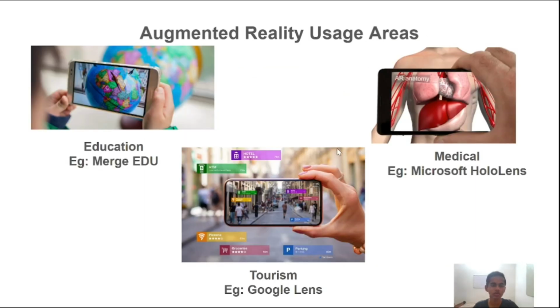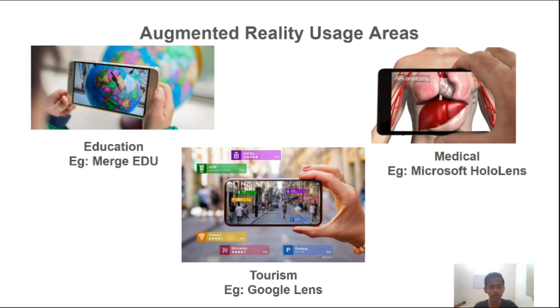So what are the usage areas of augmented reality? Well, number one is education. Augmented reality brings learning to life by making lessons more interactive. For example, an app like Merge Edu allows students to explore 3D models of the human body and also planets and historical artifacts right from their devices.